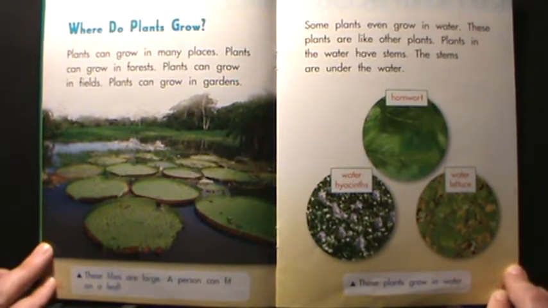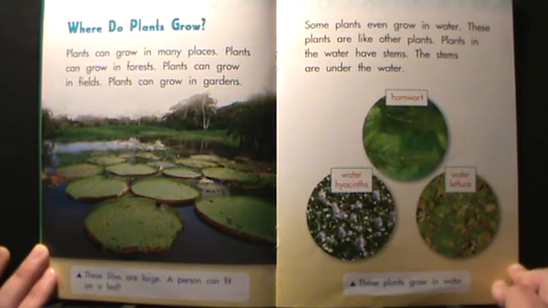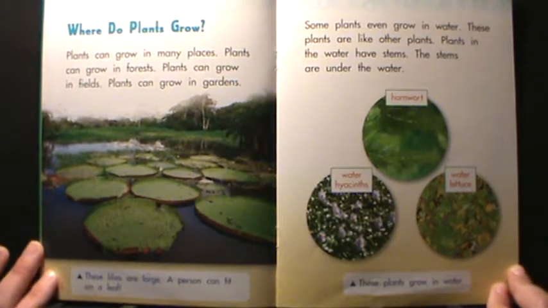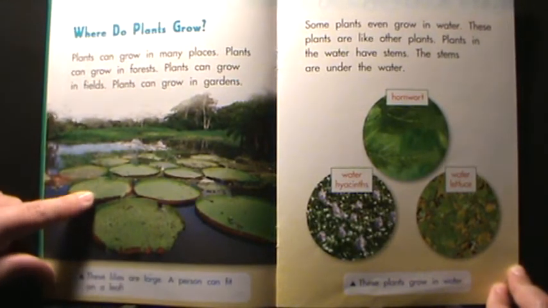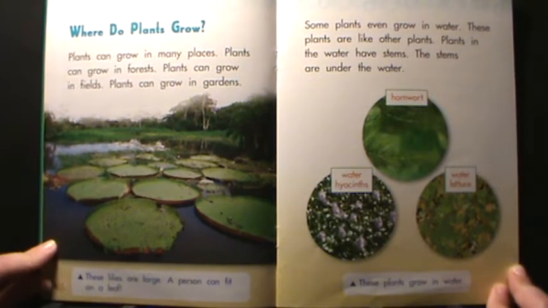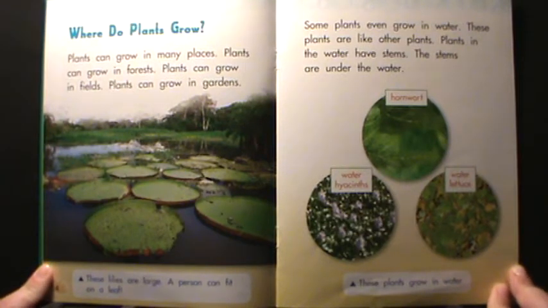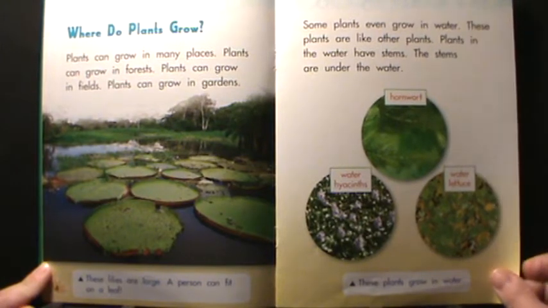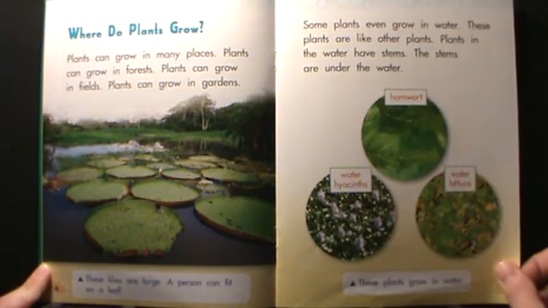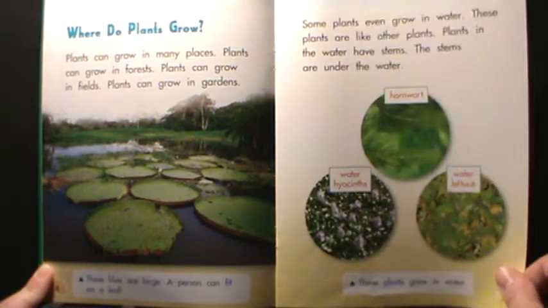Where do plants grow? Plants can grow in many places. Plants can grow in forests, plants can grow in fields, plants can grow in gardens. These lilies are large. A person can fit on a leaf. Some plants even grow in water. These plants are like other plants. Plants in the water have stems. The stems are under the water. All of these plants grow underwater, in water.